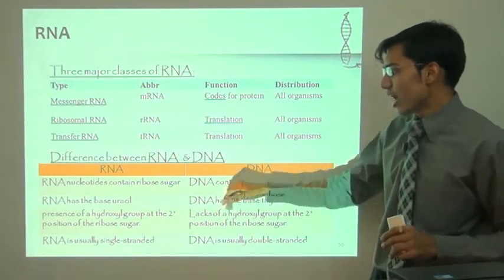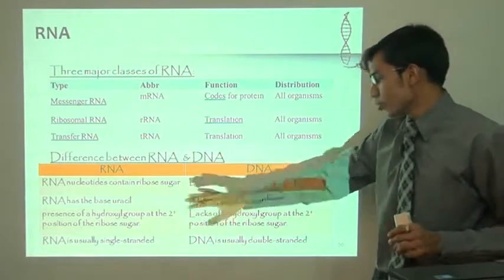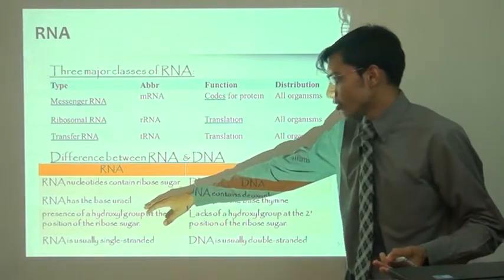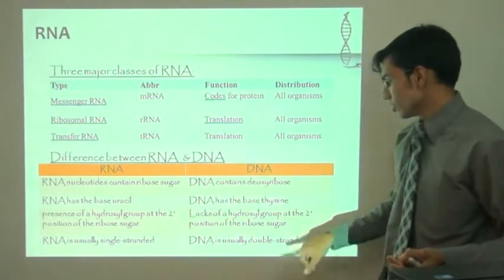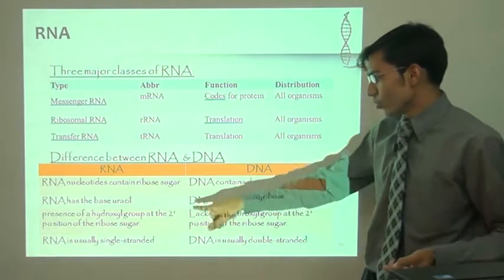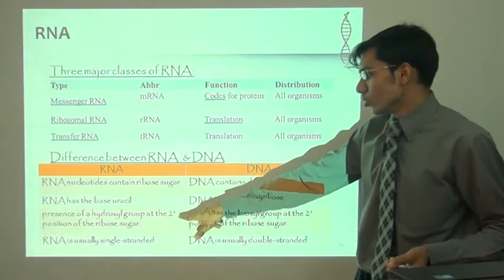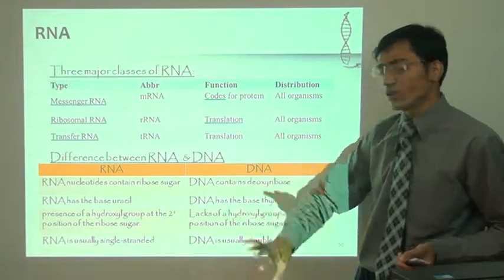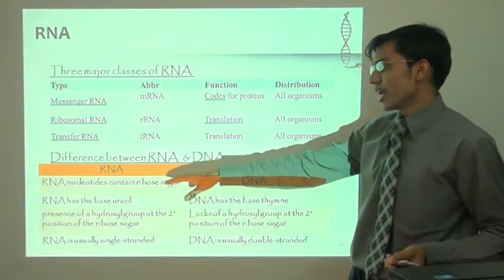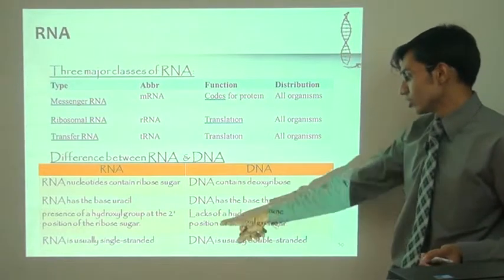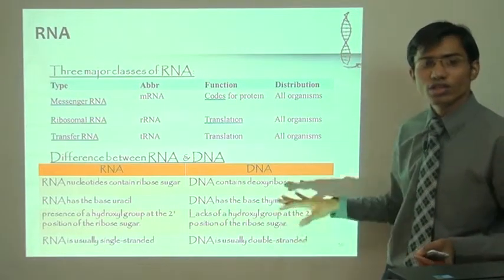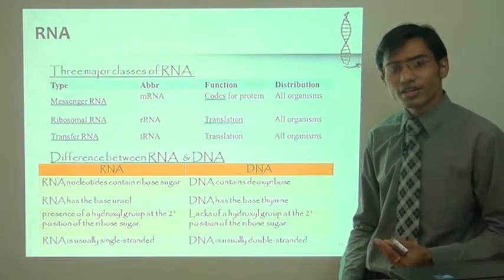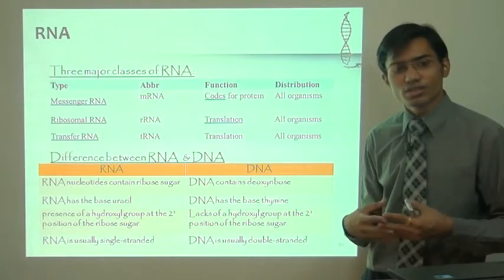Differences between RNA and DNA: RNA nucleotides contain ribose sugar, and DNA has deoxyribose sugar. So what are other differences? It has uracil as a base instead of thymine in DNA. The third one is the presence of a hydroxyl group at the 2' position of the ribose sugar. It has an OH group at the 2' position of ribose sugar. That is why it is ribonucleic acid. And deoxyribose means it lacks a hydroxyl group at the 2' position of the ribose sugar. And the last difference is RNA is usually single stranded, whereas DNA has a double helical structure. It is the double stranded structure.